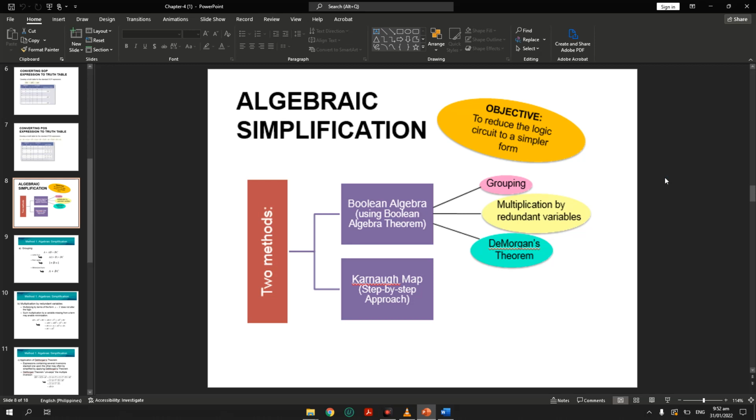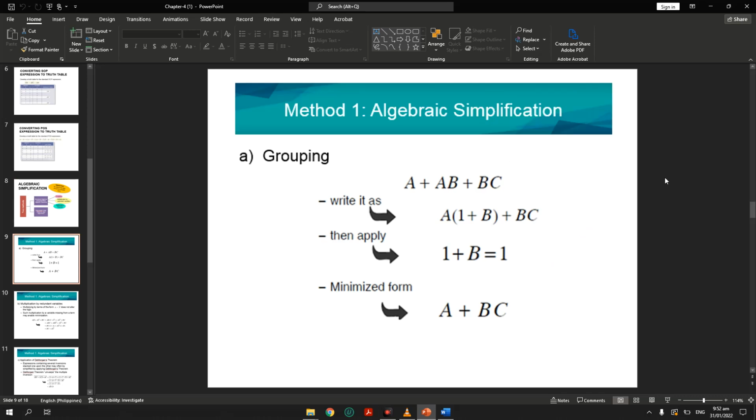So first, let's go to the Boolean algebra simplification. This can be done in three ways. First is by grouping. Second is by multiplication of redundant variables. And the third one is using De Morgan's theorem. So let's have first, B, algebraic simplification using the grouping method.